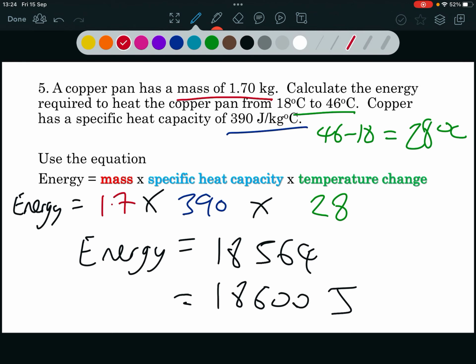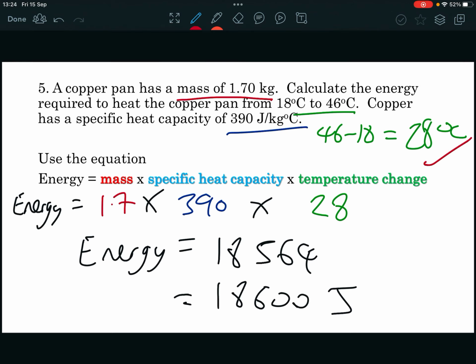Going through the marking, you get 1 mark for getting 28 degrees Celsius, 1 mark for doing 1.7 times 390 times 28, 1 mark for the correct answer, and 1 mark for your unit. And that gives you a score out of 4. So please give yourself a total score for all the questions, which would be out of 20.